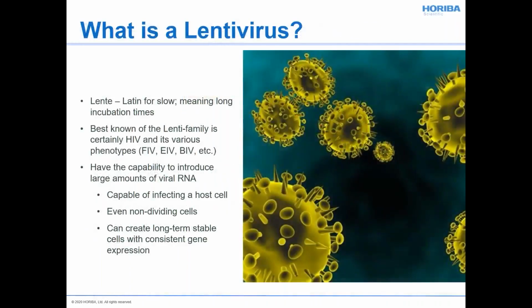So I'm going to first talk about what is a lentivirus. Everybody's excited about coronaviruses these days, and we're looking at lentiviruses. Lenti is Latin for slow, and the best known virus in that family is certainly HIV and its various phenotypes, FIV, EIV, and so on. Lentivirus is interesting because it has the capability to introduce large amounts of viral RNA. So you can infect a host cell or even non-dividing cells, and you can create long-term stable cells with consistent gene expression.